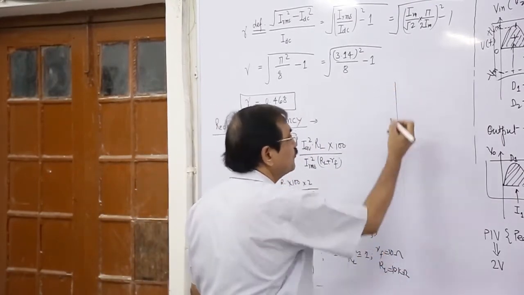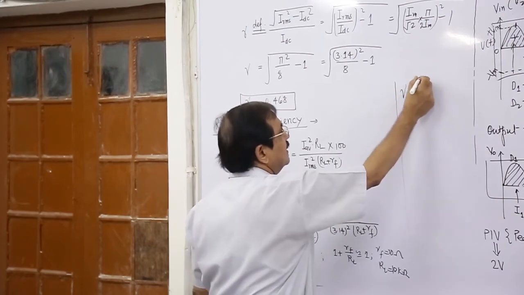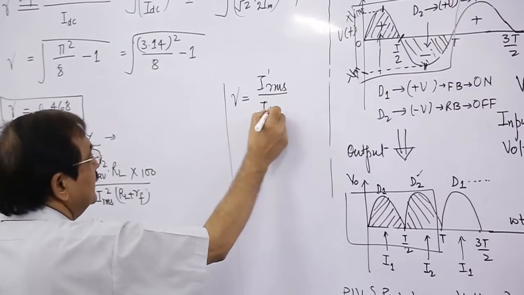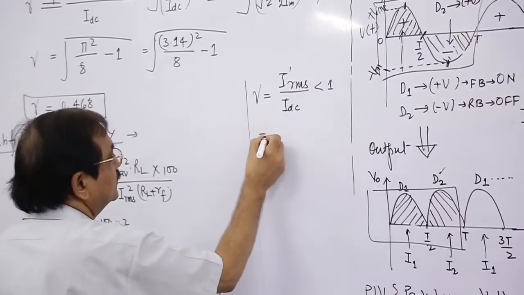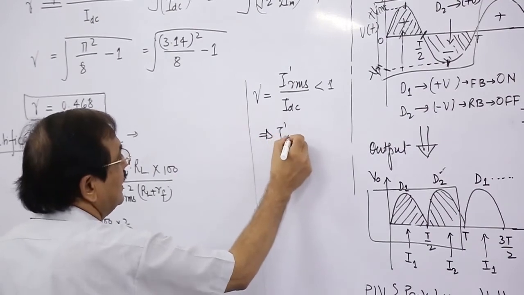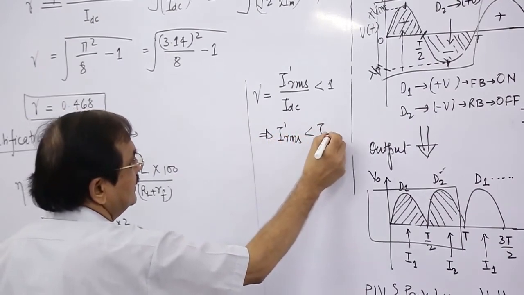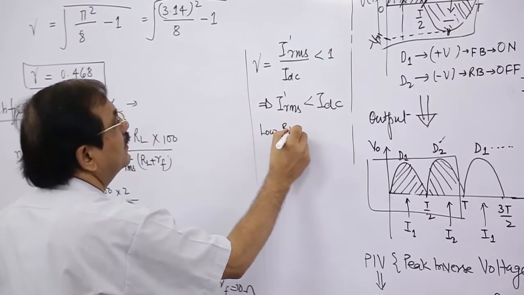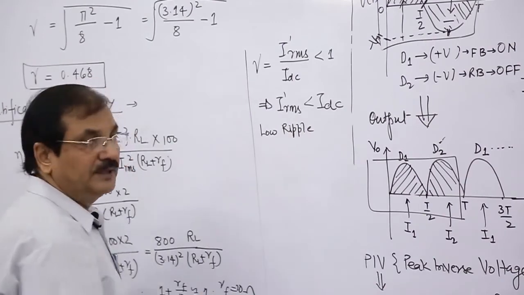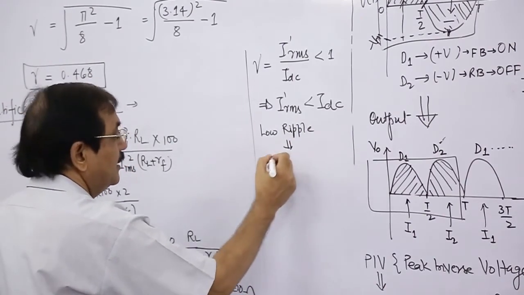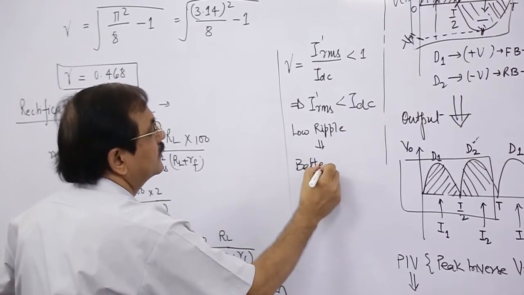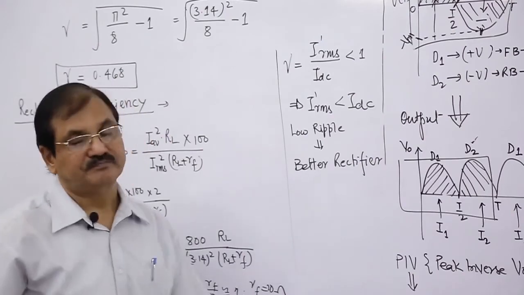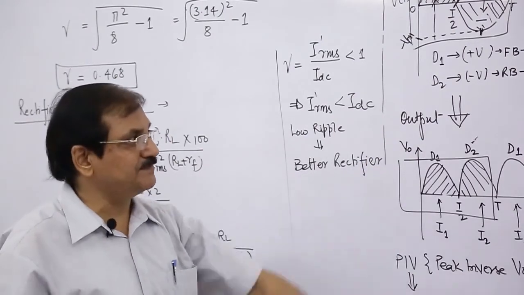So, from this, the value I dash RMS upon I DC is less than 1. This implies I dash RMS is less than I DC. So, low ripple means better rectifier. This full wave is a better rectifier.